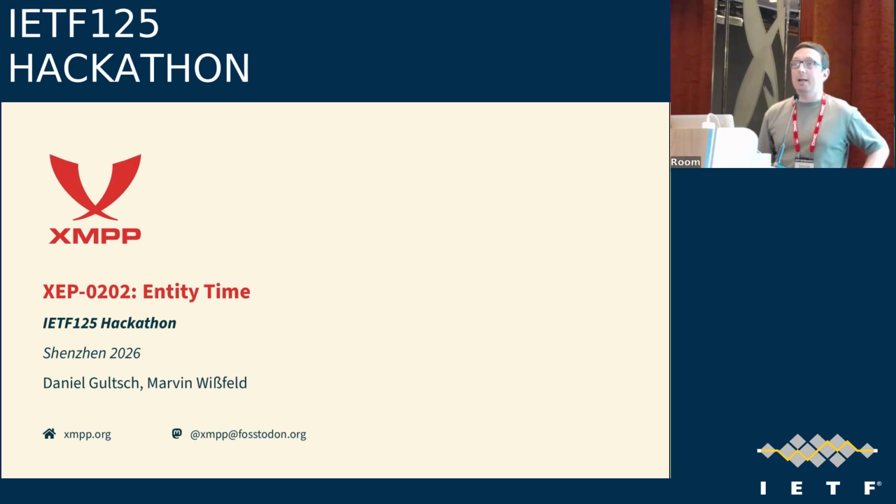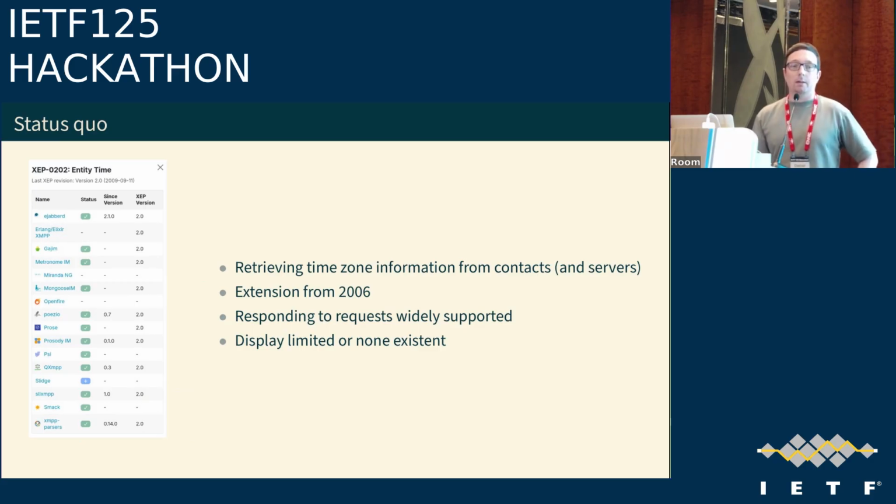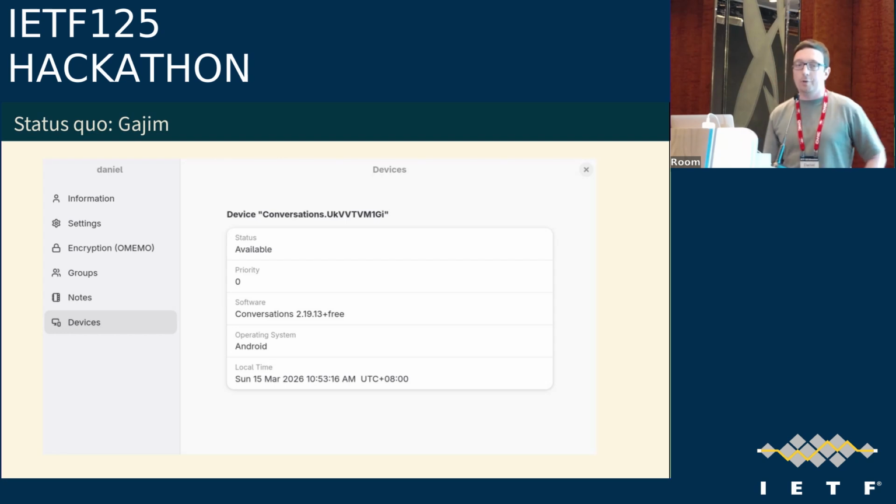Hi there, I'm Daniel. XMPP is an IETF standard for federated instant messaging. Extensions to XMPP are not managed by the IETF, but by the XMPP Standards Foundation. We have an excellent extension that allows us to query what time zone a contact or server is in. The extension is actually from 2006, and responding to those requests is widely supported in the XMPP ecosystem. But displaying that information is limited or even non-existent. So for example, in the popular XMPP client Gajim, you have to go into some menu and dig very deep to find that information.